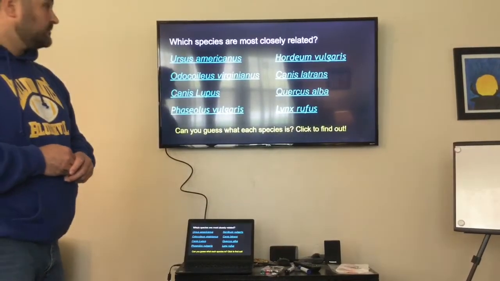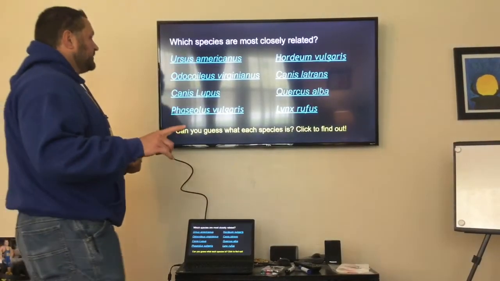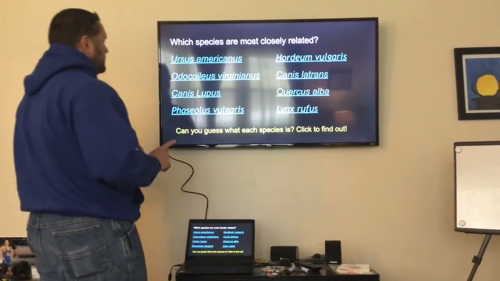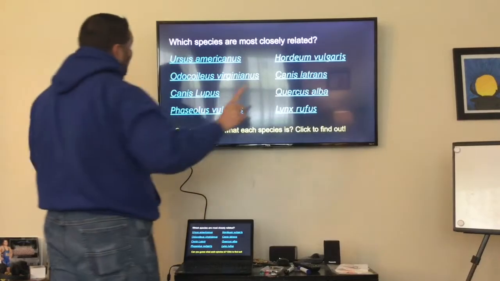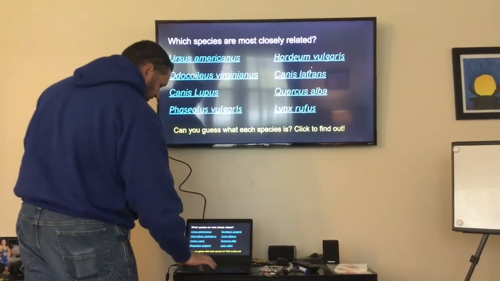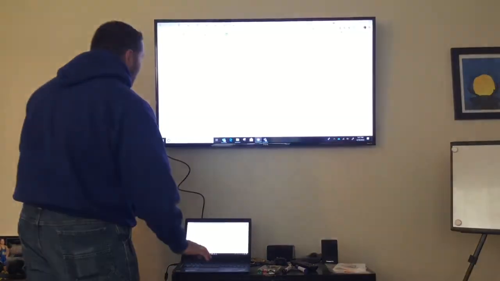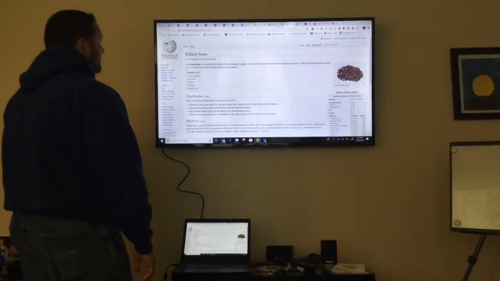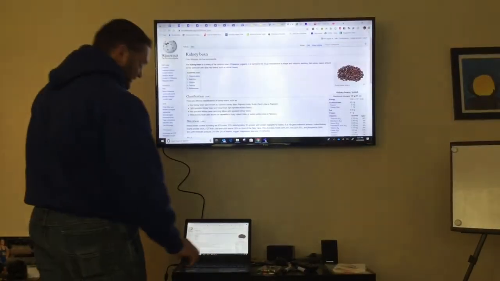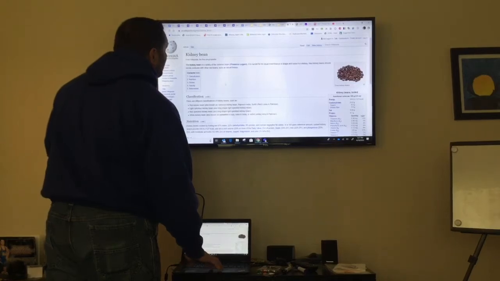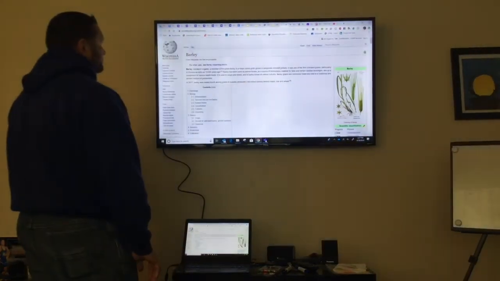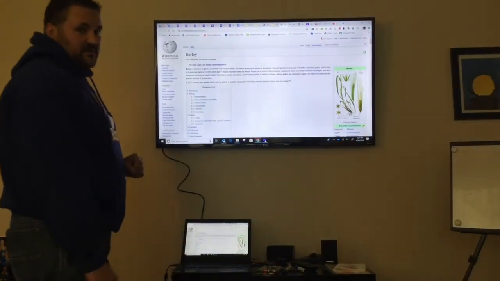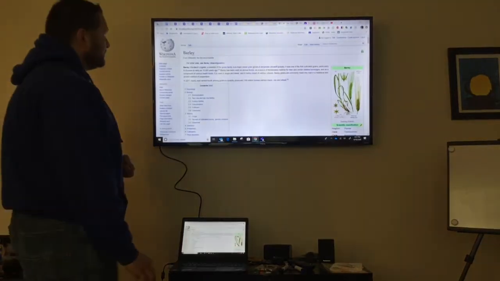Did you guess? I'm betting that some of you picked this Phaseolus vulgaris and Hordeum vulgaris, but that is wrong. They're 2 different things, because I'll show you. Phaseolus vulgaris is a kidney bean, like you make chili out of. Hordeum vulgaris is barley. My grandmother used to make beef and barley soup.